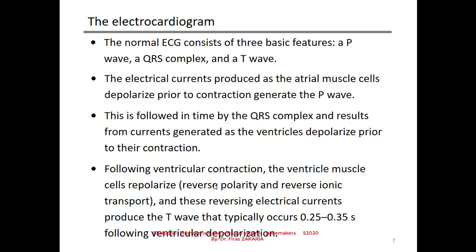حكينا عنهم هلا بالتفصيل. فإذا following ventricular contraction، يعني following the QRS complex، ventricle muscle cells repolarize and this reversing electrical currents produce the T wave. والT wave عادة typically occurs 0.25 to 0.35 seconds following the ventricular depolarization.